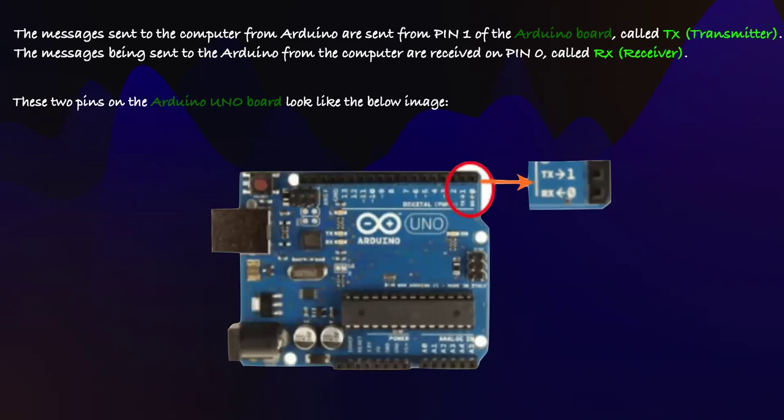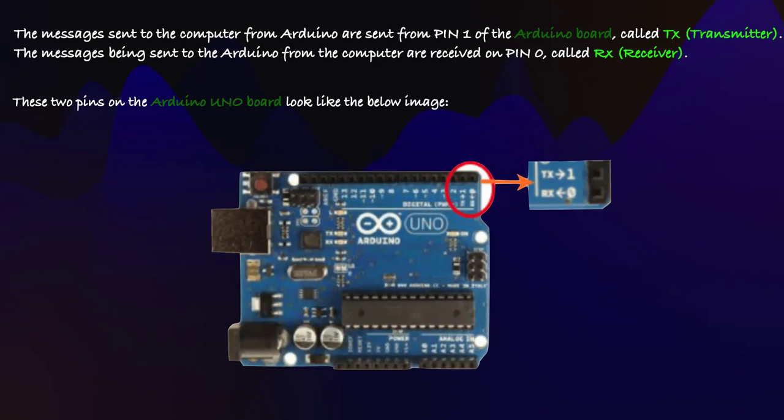See, this is where the TX RX pin is located. It might be a bit blurry over here, but here you can see it zoomed in. The messages sent to the computer from Arduino are sent from pin 1 of the Arduino board, called the TX, that is the transmitter. The messages being sent to the Arduino from the computer are received on pin 0. See pin 0 over here. That is the receiver or RX.